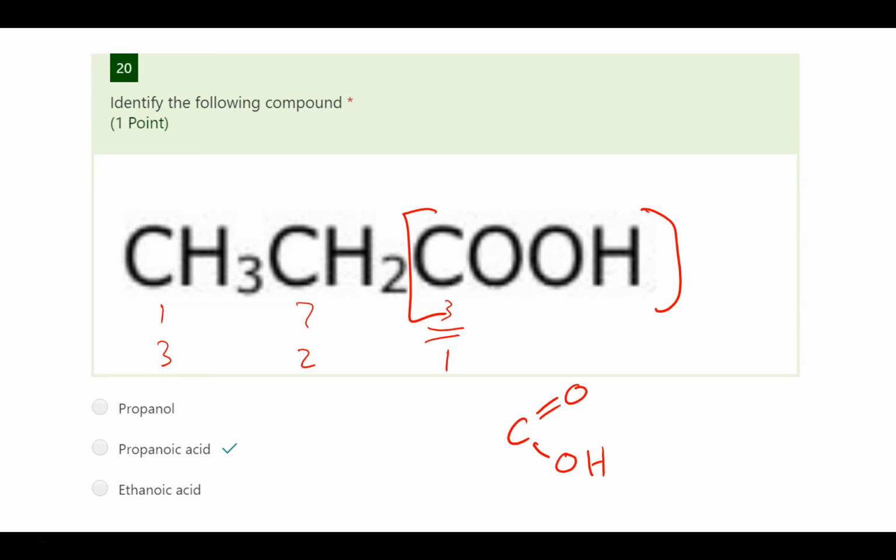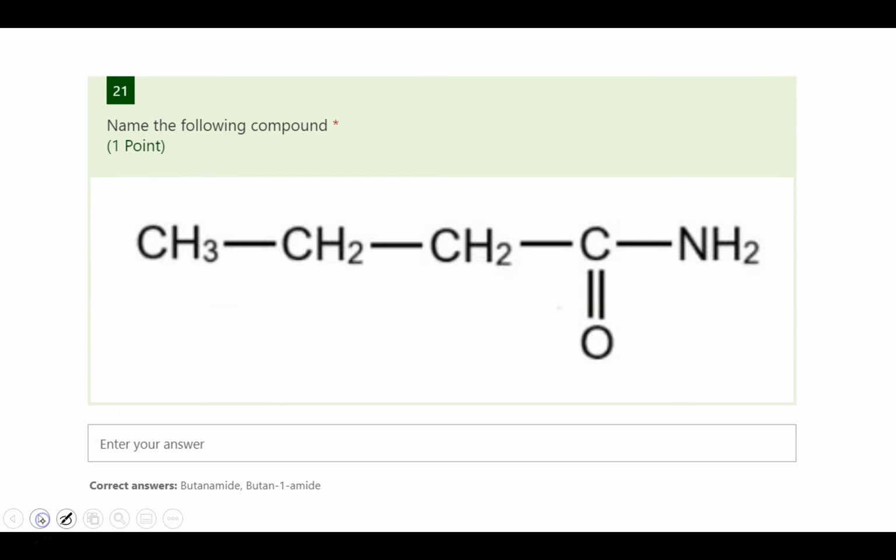And functional groups, you don't need to number propanoic acids. Any carboxylic acid, you don't need to number the propan-1-oic acid because it's always number 1, unless it's a dicarboxylic acid. Okay. We're almost there, kids. Doing well. So here we have butanamide or butane 1-amide.